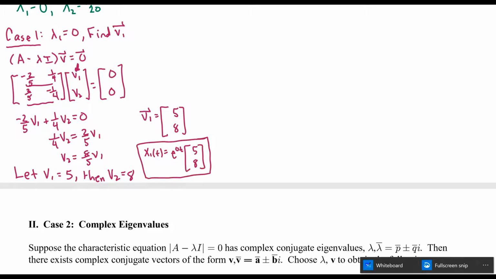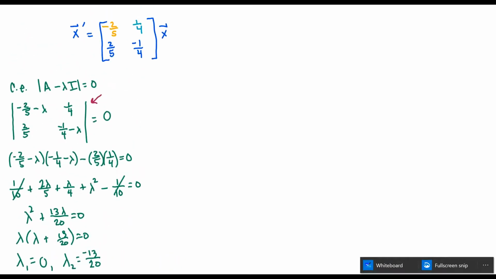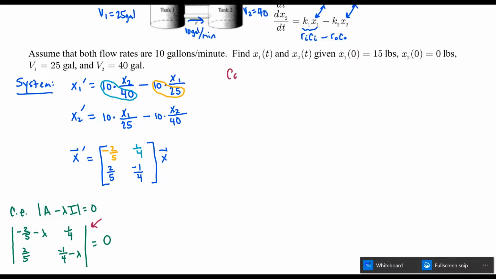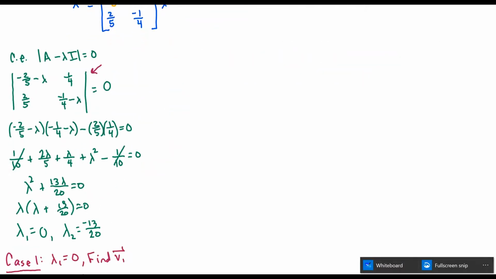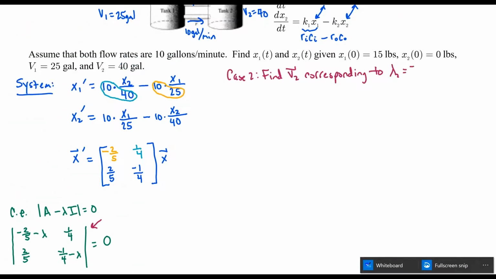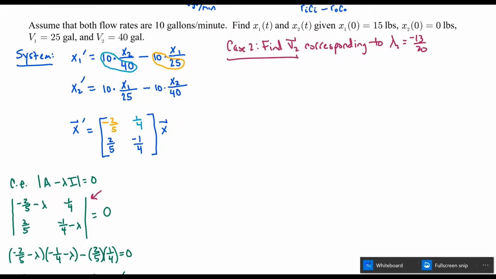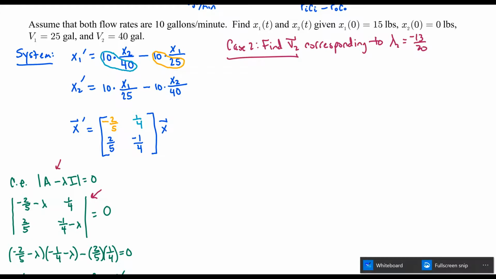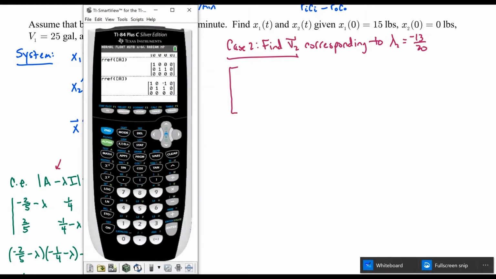Okay, let's find our second eigenvector. Case 2, we want to find eigenvector V2 corresponding to our second eigenvalue, which was what? -13/20. Okay. So we need to work on A minus lambda I. So I'm going to subtract -13/20 from those diagonals. My brain's tired. I'm going to get my calculator ready.